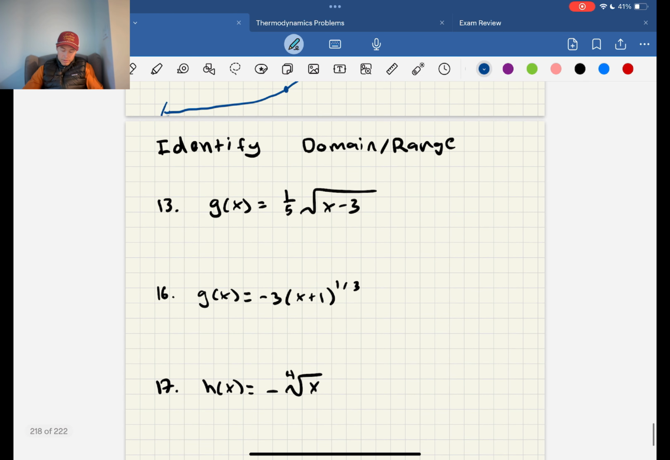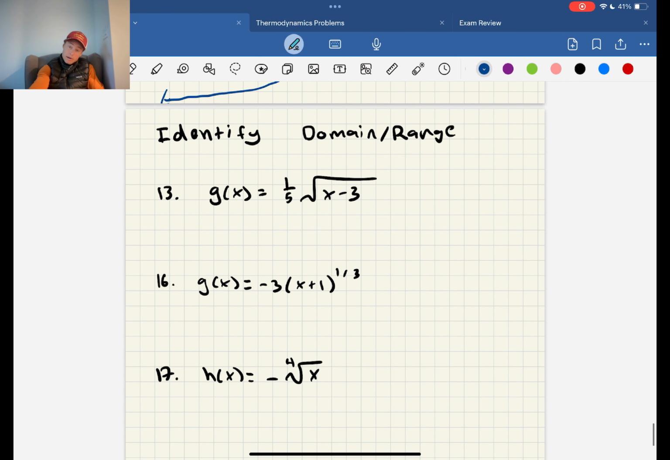Okay, so in this one, square root of x minus 3, the easiest way to figure out the domain is to simply take the radicand, the thing inside, and set it greater than or equal to 0, and solve for x. So x is greater than or equal to 3. If you want to write that in interval notation, you can do bracket 3 comma infinity. That's the domain. Okay, great.